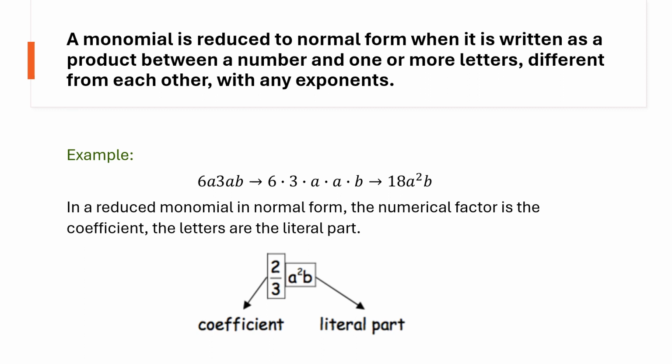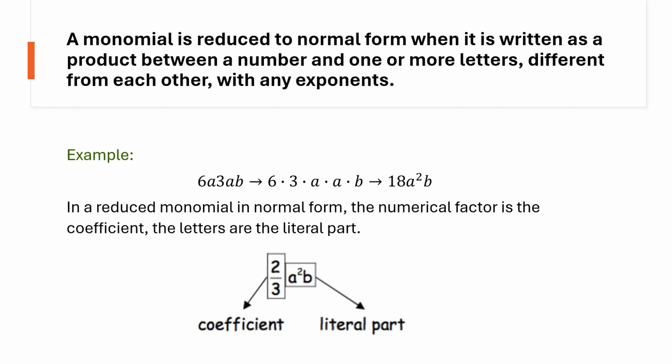Now, we can reduce a monomial to normal form. What this means is that we write a monomial as a product of a number and one or more letters, which are different from one another. So let's see this example: 6a, 3ab. This is a monomial because we have numbers. The exponents in this case would be 1, so they are okay, they are greater than or equal to 0. There are no divisions, only multiplication with letters, so we are fine. This is a monomial.